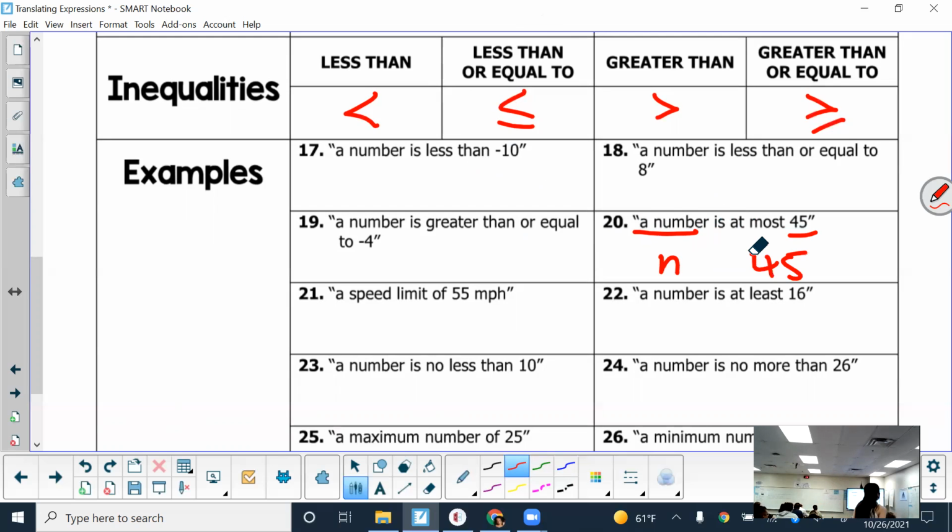If n is at most 45, then can n be bigger than 45? Can it be smaller than it? Yes. If it's at most 45, n can be smaller, right? Like if it was 20, that meets the requirement, right? So I'm going to put less than because n should be smaller than 45. Can it also be exactly 45? So then put that little line underneath to show that it can be 45 also. Questions about that?